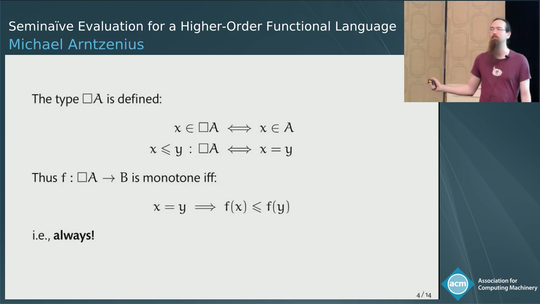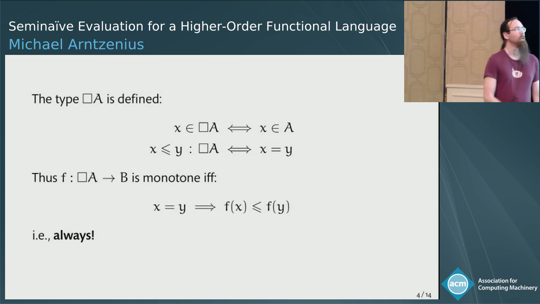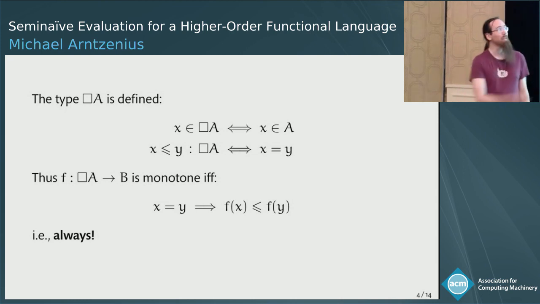Every single one. And this is because it trivializes the monotonicity condition, right? If x is less than or equal to y in box A, that means they're equal. So of course f of x is less than or equal to f of y. They're equal. So in this way, we can treat non-monotone functions as a special case of monotone functions.